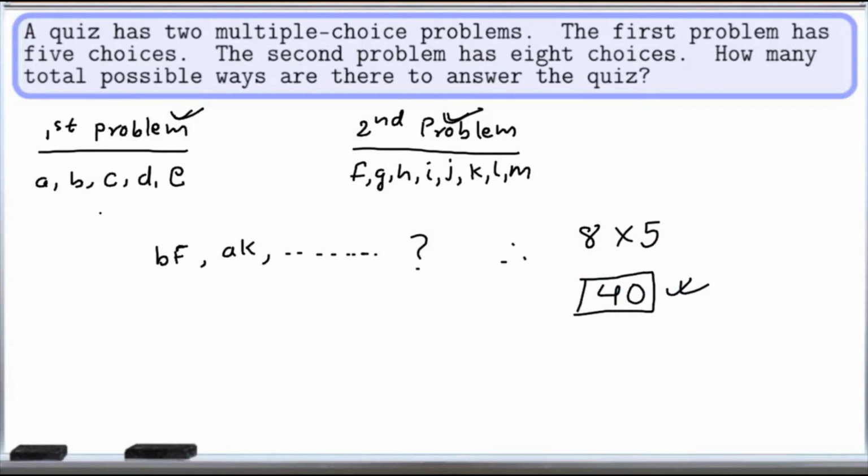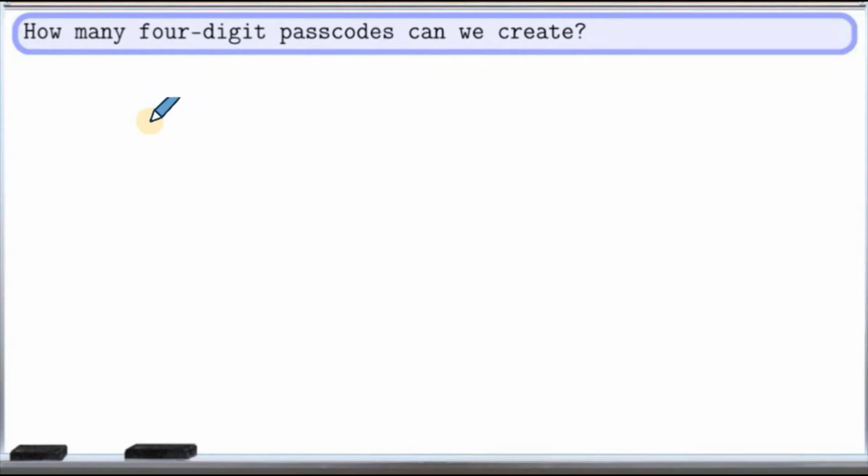So let's look at another example. Here we are trying to find 4-digit passcodes. For the first place we can have 10 of them because digits are from 0 to 9. So I will put 10 here on the first place. Again, for the second place we have 10 of them. Similarly, for the third place also, we can have 10 of them. For the fourth place also, we can have 10 of them.